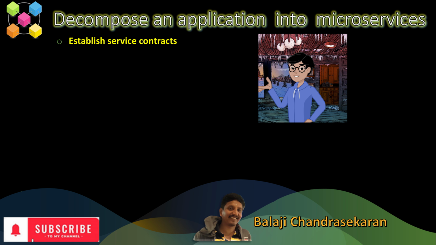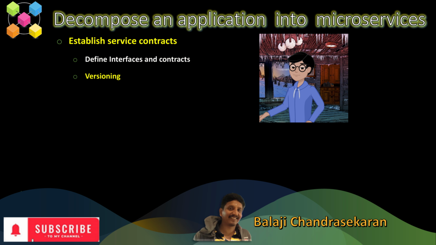Establish service contracts. A service contract is the set of APIs or communication interfaces that other services or clients interact with. It's essential to define clear, stable interfaces to prevent breaking changes when services evolve. API versioning ensures backward compatibility as services evolve. New versions of services should be created when breaking changes are introduced.